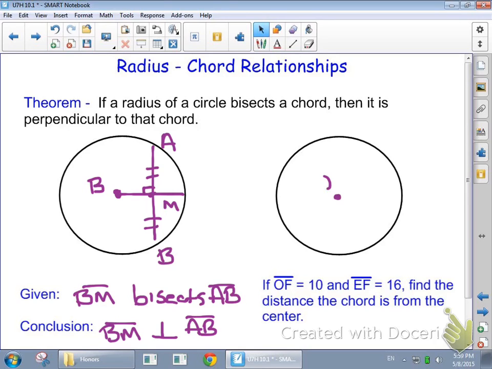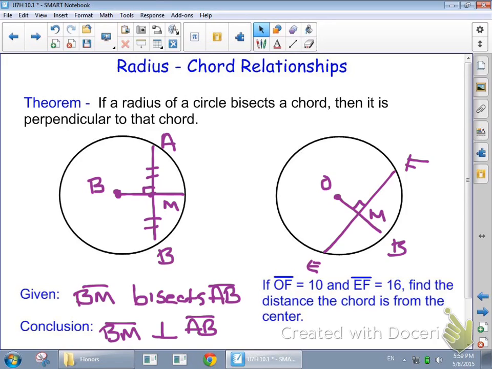In this example, if we have circle O, and let's draw in my radius, so my radius OB, and I've got a chord EF. And I know that this is perpendicular. If OF equals 10 and EF equals 16, find the distance the chord is from the center. So in other words, you're finding OM. Take a second to write this down, and you'll be asked to pause and answer the question before continuing.